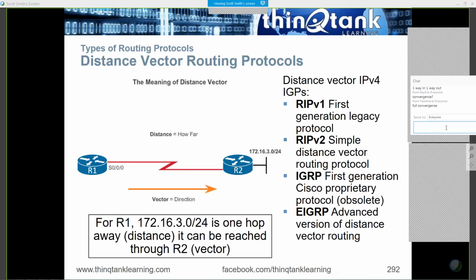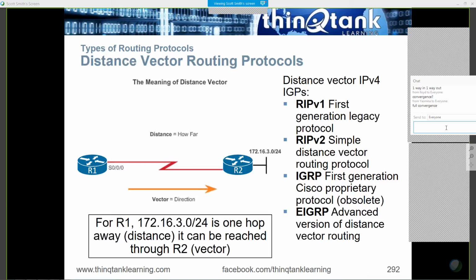Why are RIP version 1 and RIP version 2 considered to be inferior protocols? What is the one thing that makes those protocols inferior? They only look at the number of hops. Metric. That's right. They don't really understand the best path. The evaluation criteria they use for choosing a best path is very poor.